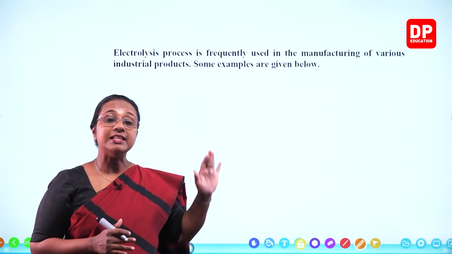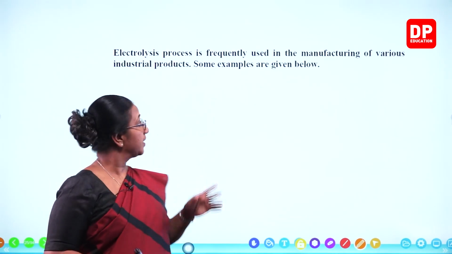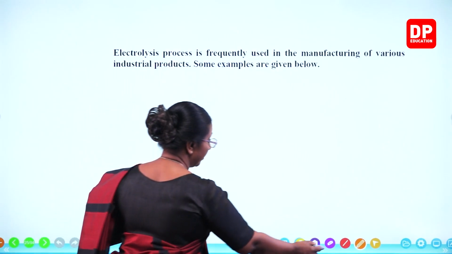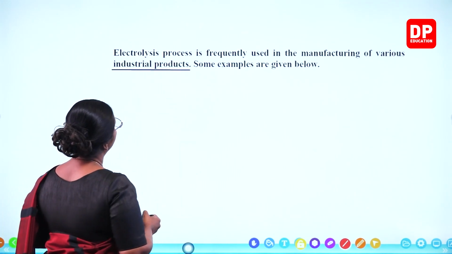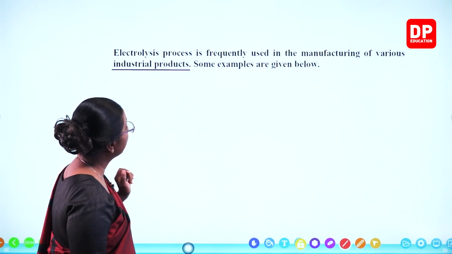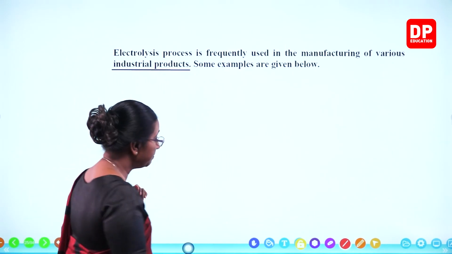Today we will look at the different applications of electrolysis. Here you can see the electrolysis process is frequently used in the manufacturing of various industrial products. That is what you need to remember. We use it for the manufacture of various industrial products, and we will be looking at some examples. Some examples are given below.